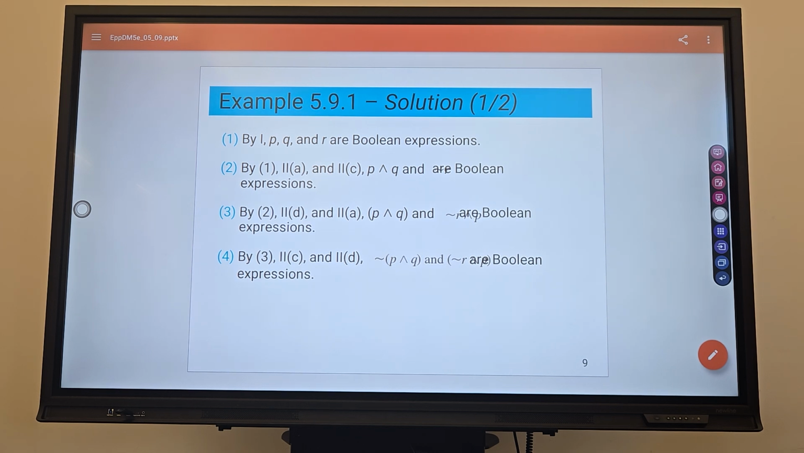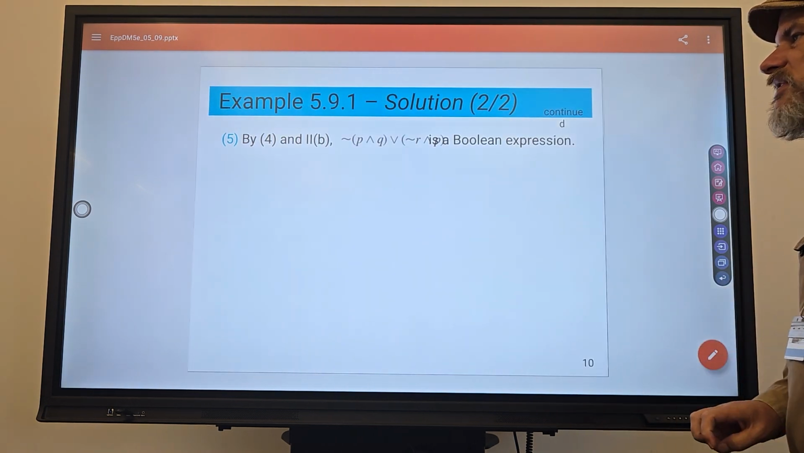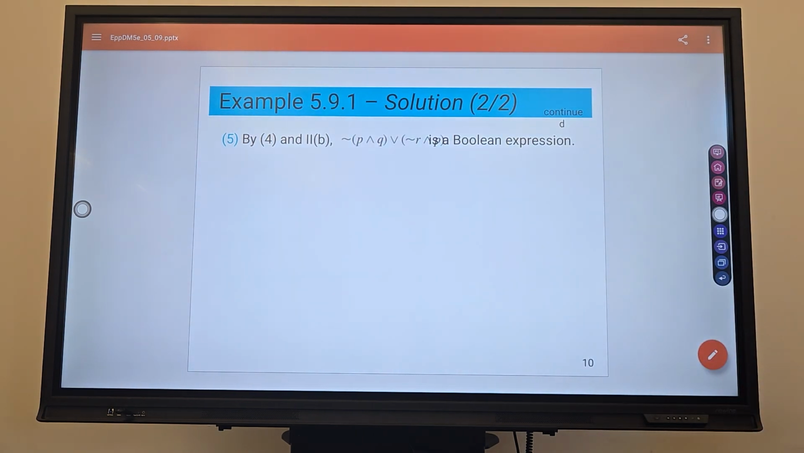By 3, taking the results of 3 and adding 2C and 2D, not P and Q and not R and P in parentheses are Boolean expressions as well. Finally, by 4 and 2B, not the full expression is a Boolean expression.